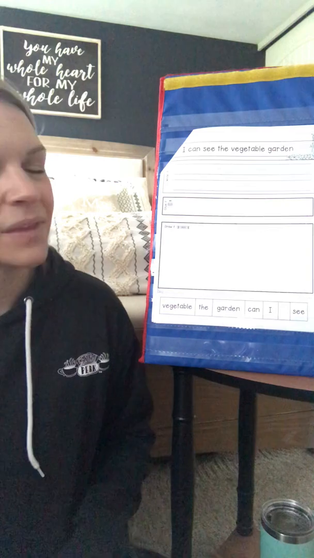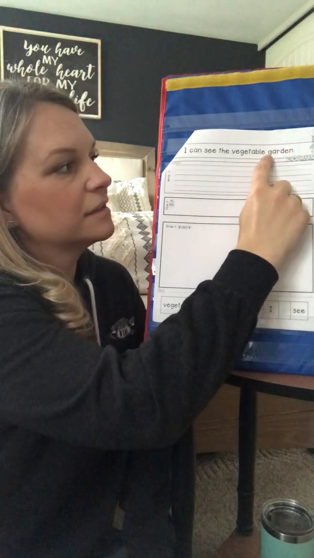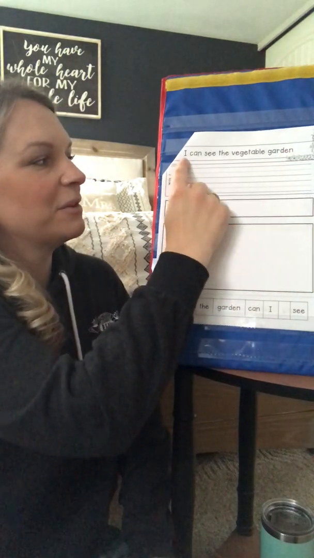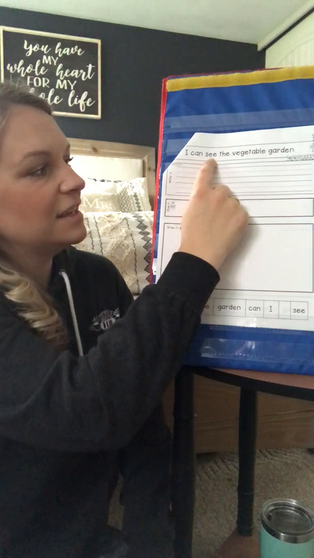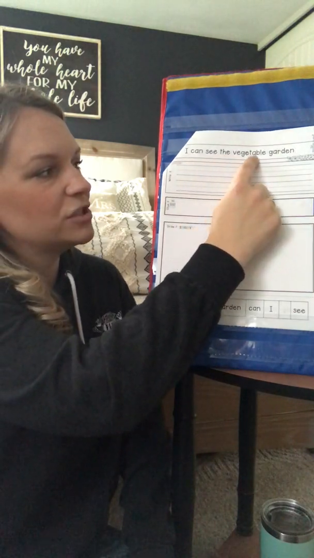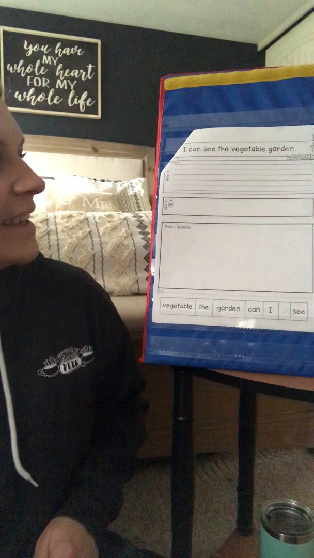I see a little picture clue here that might help us. And I see another big word that we need to stretch out. Here we go. G, ard, in, garden. All right, we got our last word. Let's go back and read one more time. I can see the vegetable garden. All right, very good. You read that one more time on your own. I want to hear it.